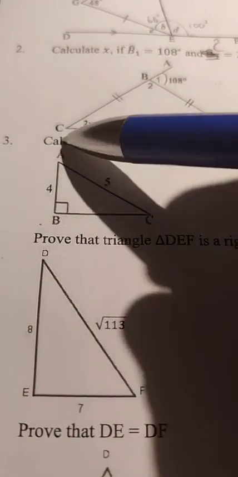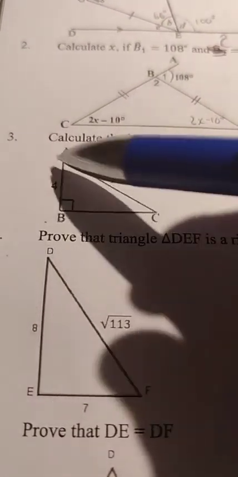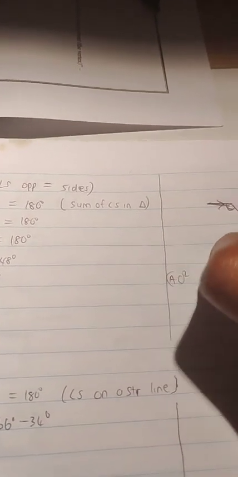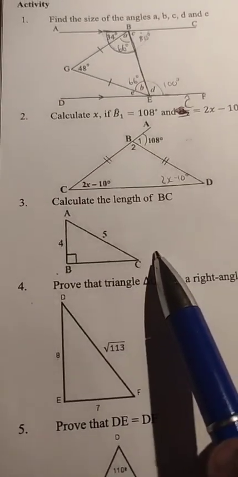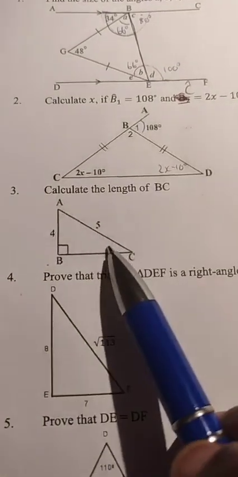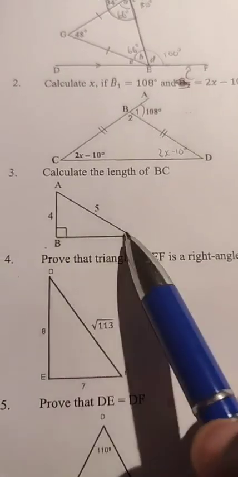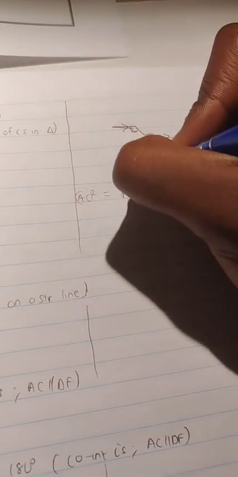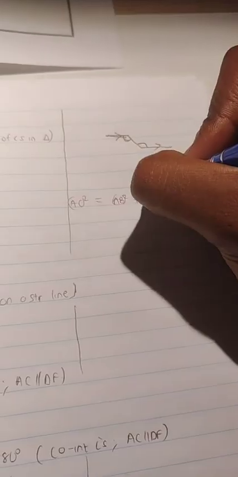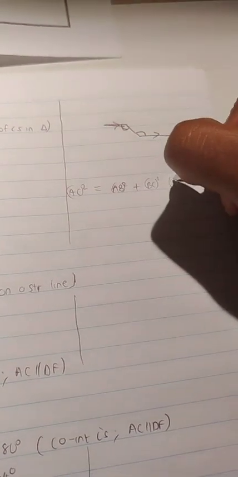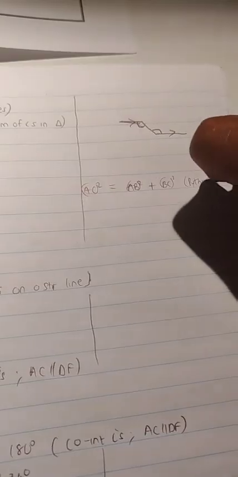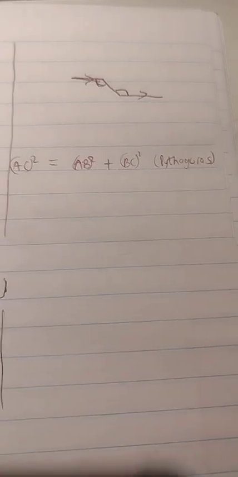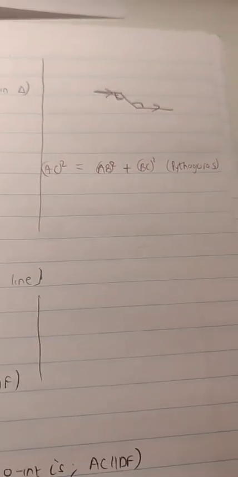So we are going to say AC. Okay, AC. So we are going to say AC squared is equal to, okay, yes, very good. AC squared, the hypotenuse, because opposite 90 degrees is the hypotenuse. AC squared is equal to AB squared plus BC squared. Then we write our reason. Pythagoras. Don't forget the reason, guys. Okay, don't forget the reason.